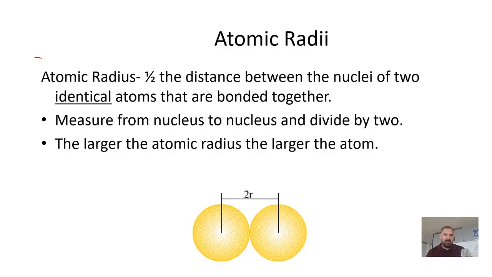So atomic radius, it's really hard to measure by going from one side of the electron cloud to the other side of the electron cloud. So what we actually do is we measure from the center of one nucleus to the other nucleus, and then we cut that distance in half. This is a definition that you guys need to know. So atomic radius is half the distance between the nuclei of two identical atoms that are bonded together.